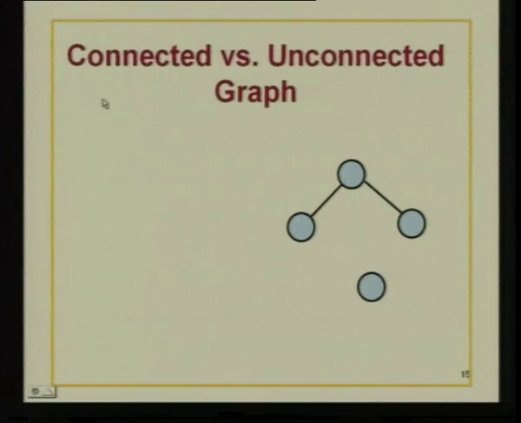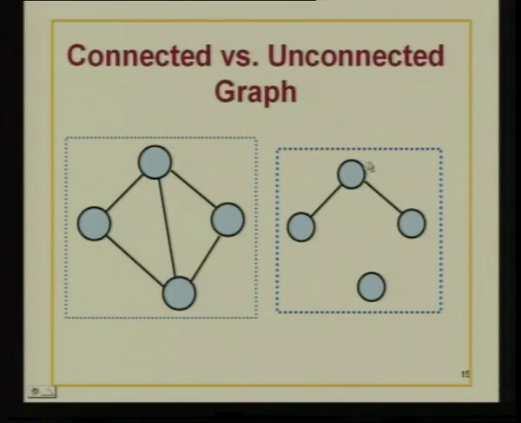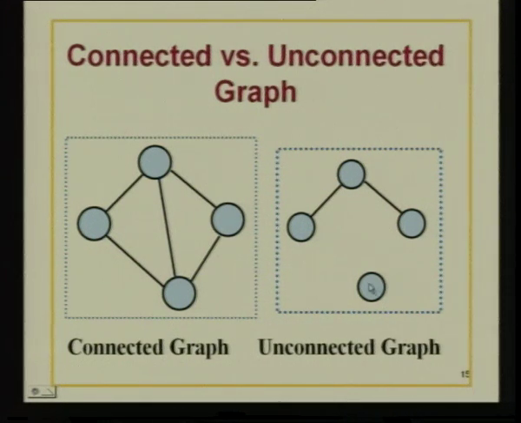Now, we have connected and unconnected graphs. For example, this is a connected graph. These three nodes are connected, but this node is not connected. This is a connected graph, and this is an unconnected graph because this node is in isolation from the other nodes. Okay. So, we have a connected and unconnected graph.